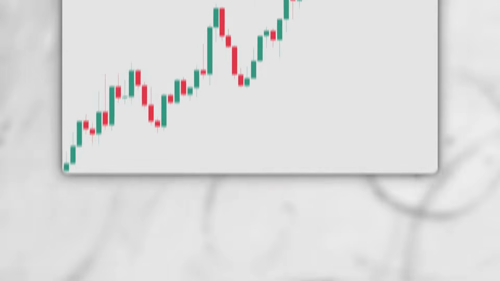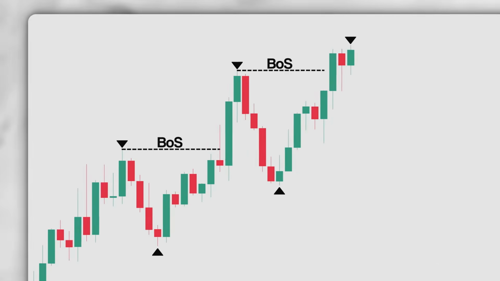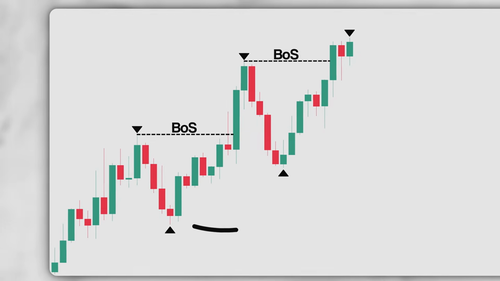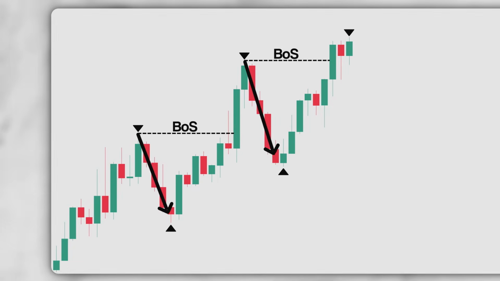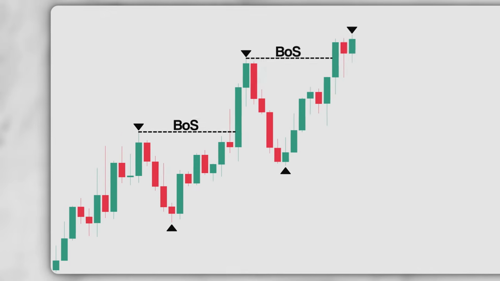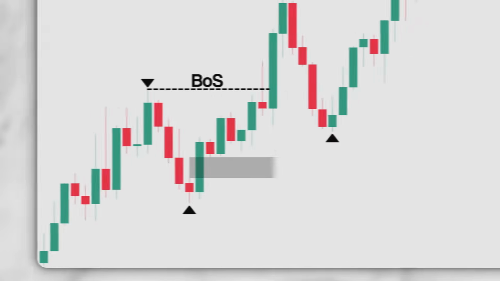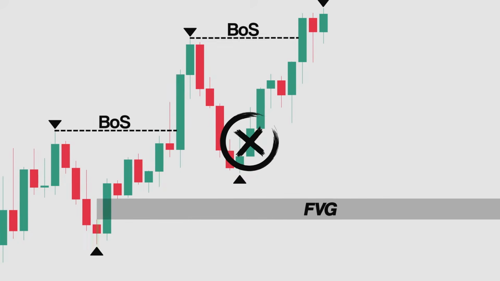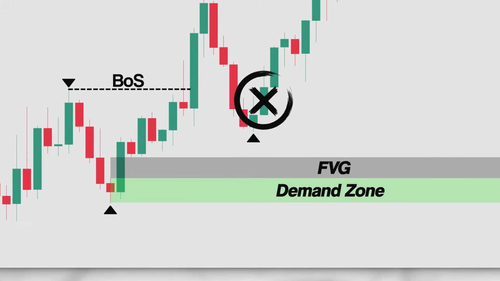Now let's look at this example. Here we can see multiple consecutive bullish breaks of structure. This tells us that the market is in a bullish trend. After each pullback, price reacts with a strong move to the upside. On the first break of structure, price creates a fair value gap. On the second one, it does not. This means that only the first demand zone is valid.